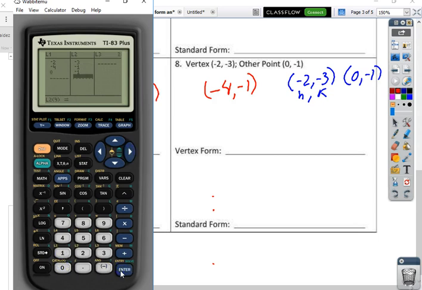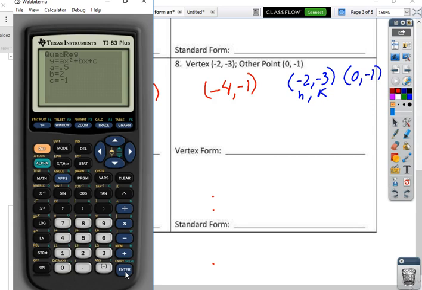Once I have my 3 points, I can go back to stat. I'm going to go to calc, and I'm going to go to quadratic regression because it's a parabola. A parabola is a quadratic. And that's how we find it. And hit enter, enter 2 times, and that's what we get.